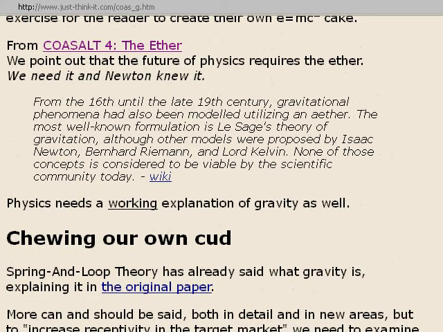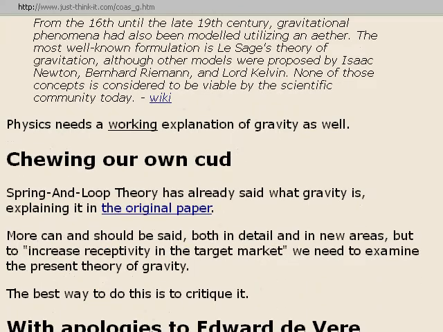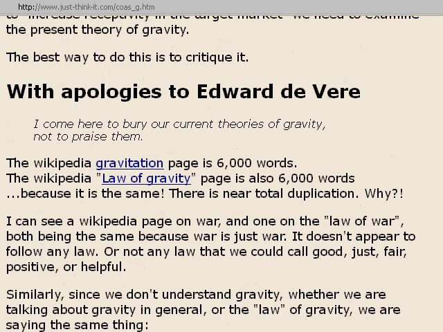Chewing our own cud. Spring and loop theory has already said what gravity is, explaining it in the original paper. More can and should be said, both in detail and in new areas, but to increase the receptivity in the target market, we need to examine the present theory of gravity. The best way to do this is to critique it. With apologies to Edward de Vere, I come here to bury our current theories of gravity, not to praise them.